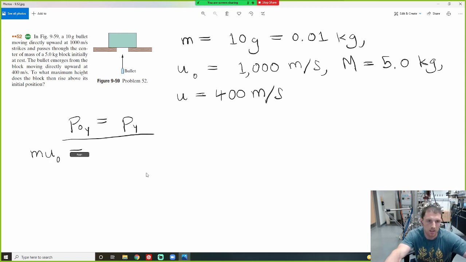Now notice here that there's nothing in the problem statement that indicates they're moving together, and actually there's something in the problem statement that indicates they're not moving together, and that is where it says the bullet emerges from the block. And so we have to write the sum of the individual momenta, right? So what this ends up looking like is little m u plus big M v. So v is going to represent the speed of the block after the bullet emerges from it.